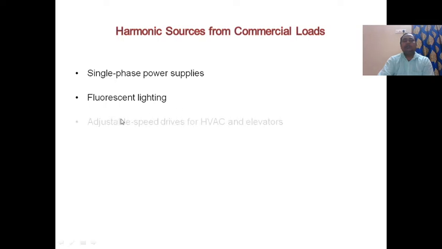So the next important topic is the harmonic sources from commercial loads. In commercial loads, there are single-phase power supplies, motors, and fans. All the single-phase power supplies cause harmonics. Next one is fluorescent lighting, which also causes harmonics. Third, adjustable speed drives for HVAC and elevators also cause harmonics. These are the causes of harmonics from commercial loads.